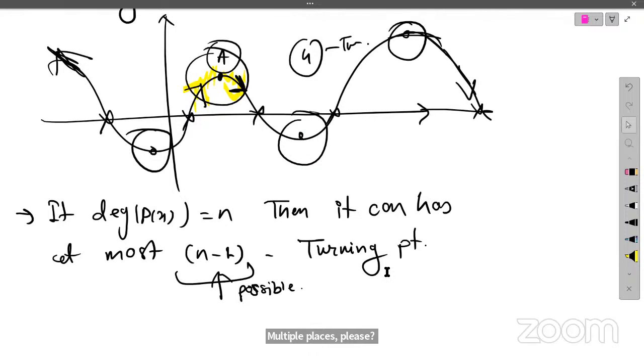By multiplicity, we can roughly judge our graph, but we cannot find exact turning points. Exact means exact. If 5 is there, then I want the 5 to be my answer. So for exactness, we need some other concept. Roughly, you can say there could be 3, there could be 4. But if you want exactly, then you need a particular graph of that particular polynomial. Okay, fine.